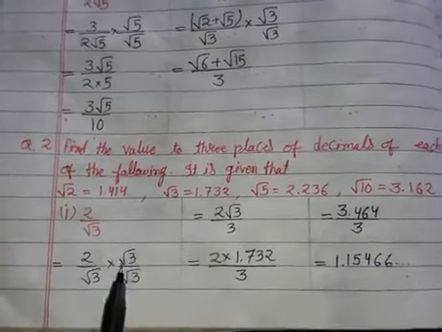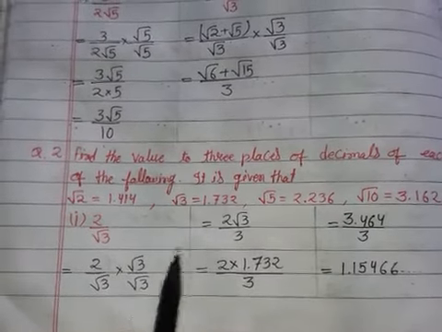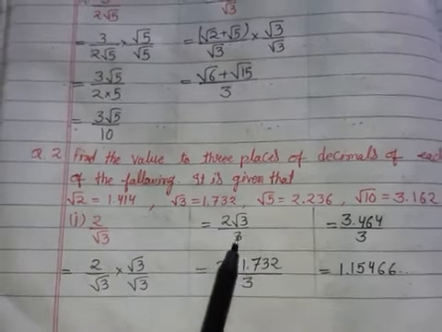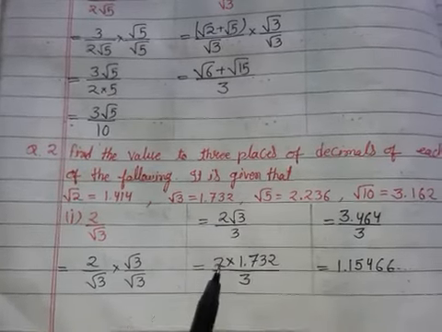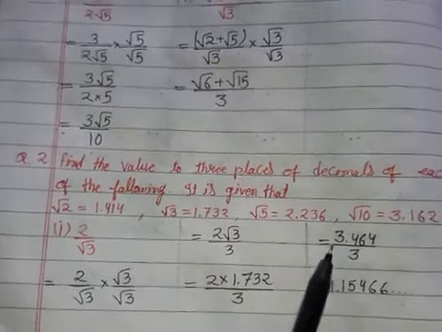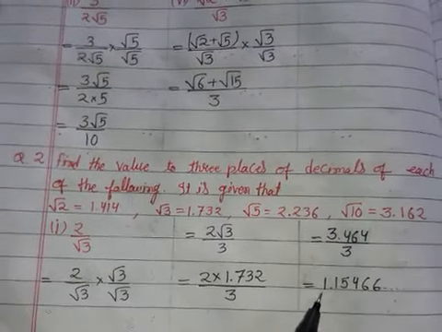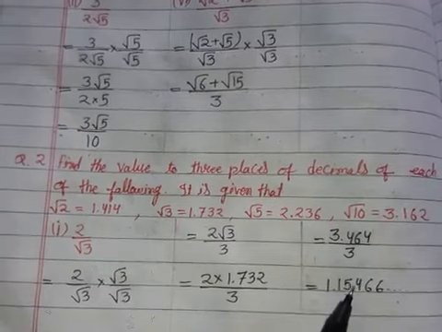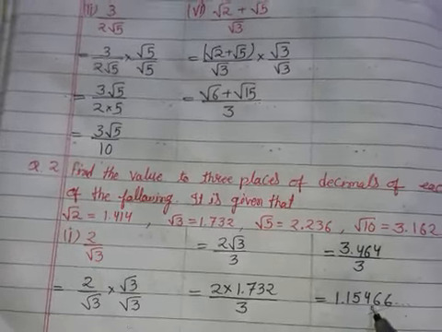So here 2 root 3 by root 3. Now we put the value of root 3. What is the value of root 3? 1.732. When we multiply with 2 we get 3.464 by 3. When we divide it by 3 we get 1.154666. So you take up to 3 digits.